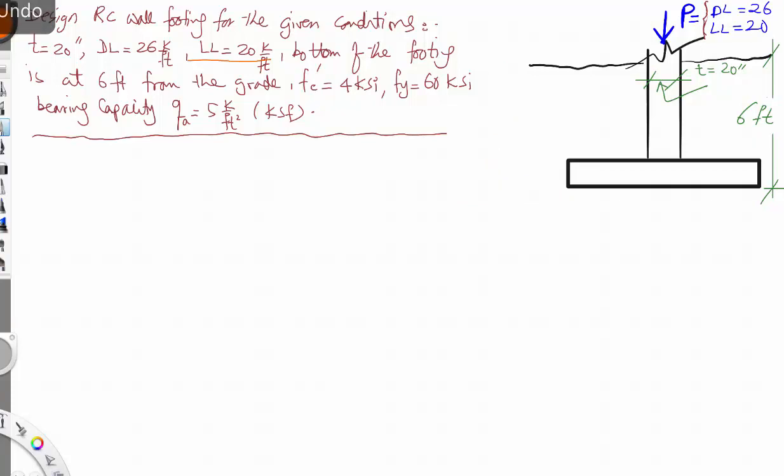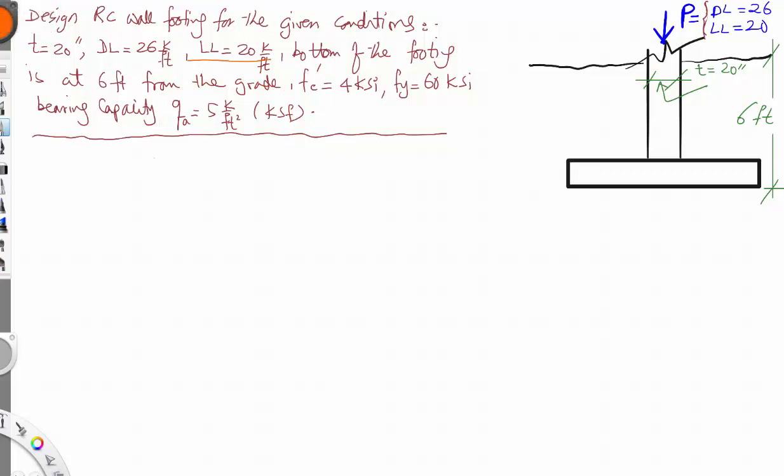The concrete strength is 4 kip per square inch, or 4,000 pounds per square inch. The steel is 60 ksi, and the bearing capacity of the soil is 5 kips per square foot, or 5,000 pounds per square foot.